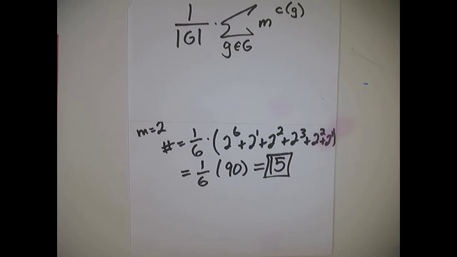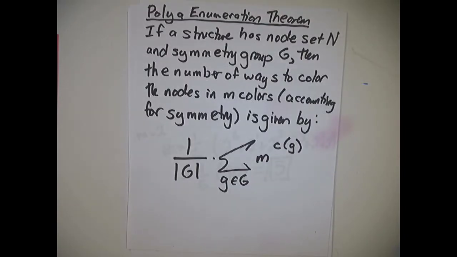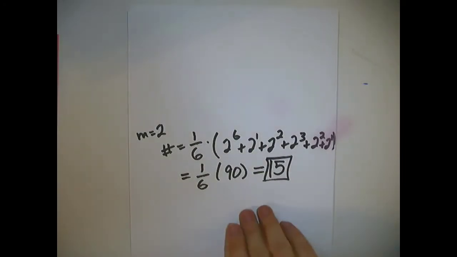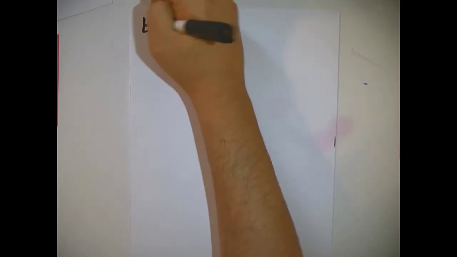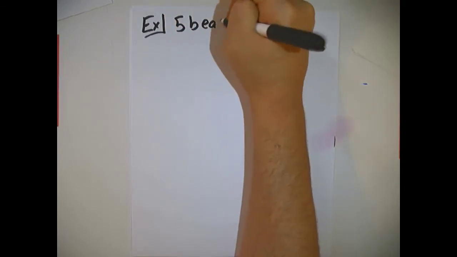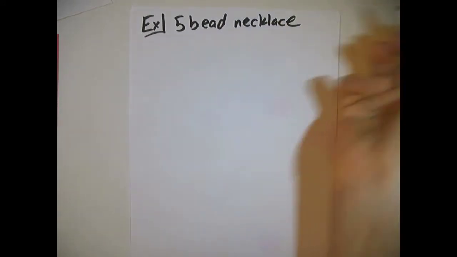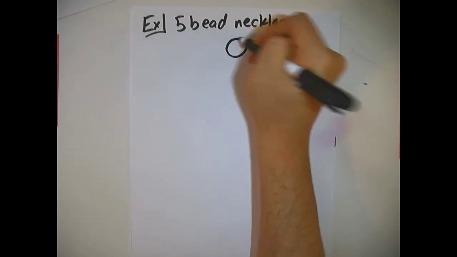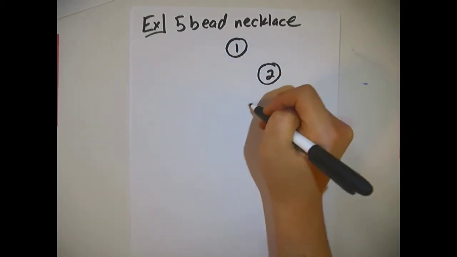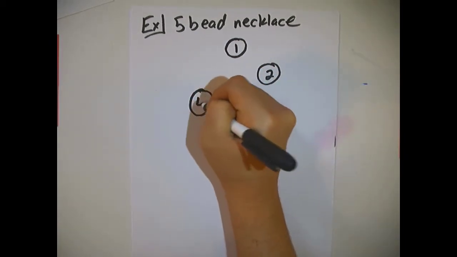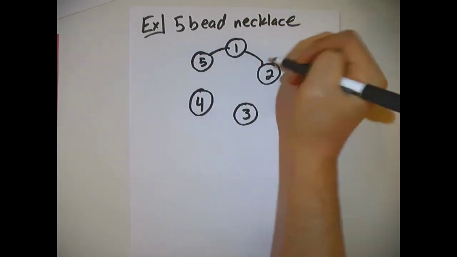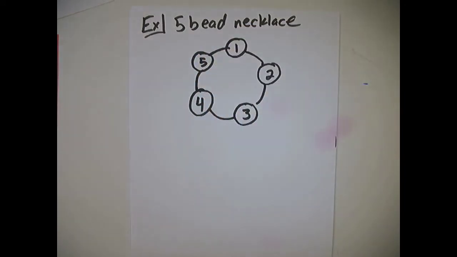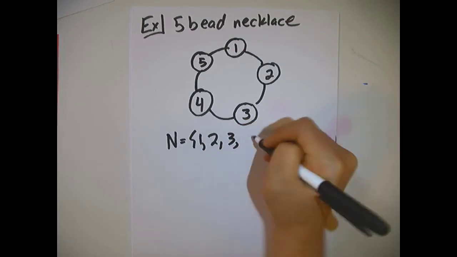Okay. What I want to see next, before we wrap up talking about beaded necklaces and talk about applying this very general theorem in other cases, is what happens if we instead look back at the 5-bead necklace case. Because remember, we did the 5-bead necklace case before, but I want to see how that fits into the framework of the Polya enumeration theorem. So I'm going to draw my 5-bead necklace here. So there's bead 1, bead 2, bead 3, bead 4, bead 5, hopping around like that. So that's our node set. 1, 2, 3, 4, 5.